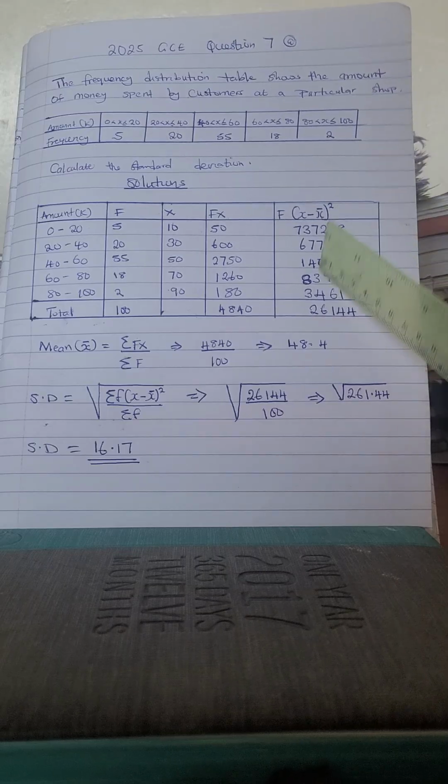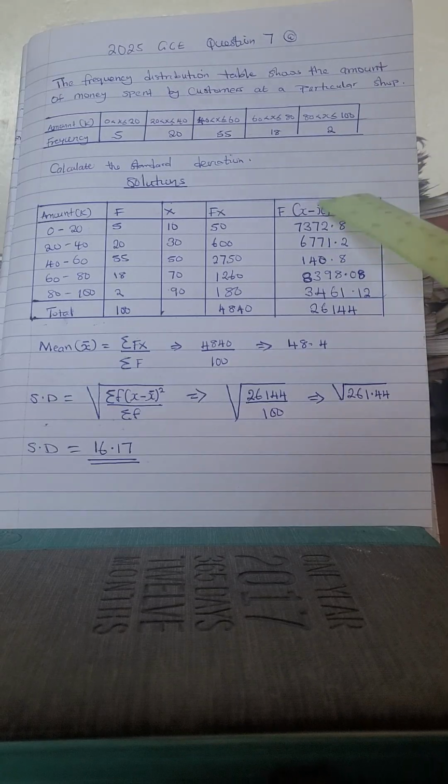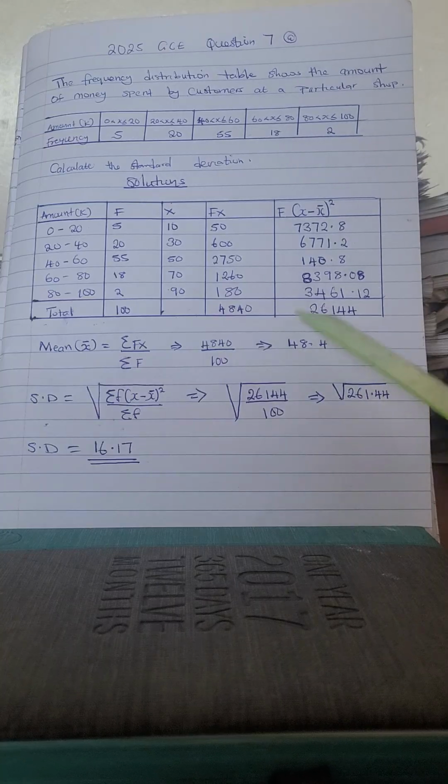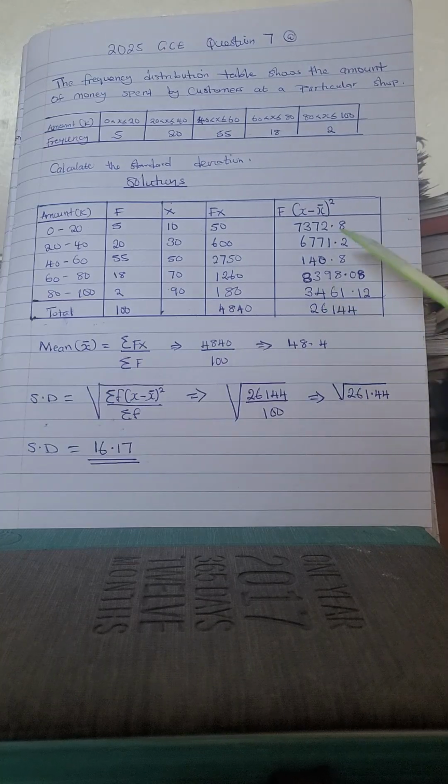Then when you find all these numbers, you add all the numbers in here. And when I added, I got 26,144. Now, after getting these numbers, that is when you can proceed and find the standard deviation.